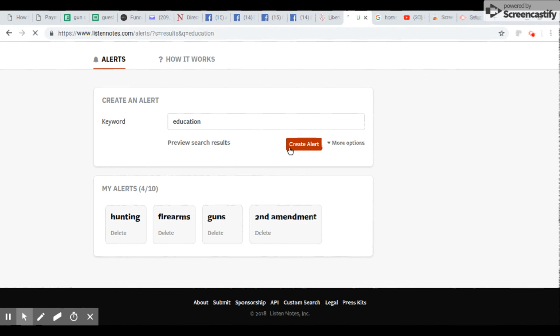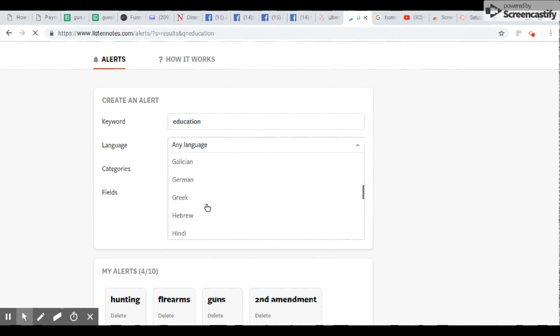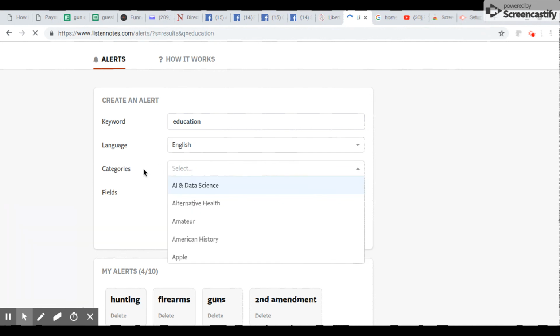So education, create alert. We can do more options and any language. We want English because that's always fun, or whatever other languages you speak. Categories, I'd leave that out because really if someone from alternative health wants to talk to you about statistics, talk to them about statistics. If it's somebody about Buddhism wants to talk to you about statistics, talk to them about statistics, right? We want to expand your audience. And if you think about the podcasting universe as a Venn diagram, wherever Buddhism overlaps with mathematical tutoring, that's where you want your voice to be.